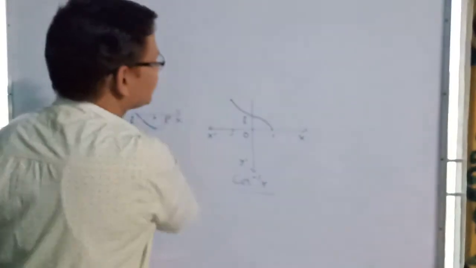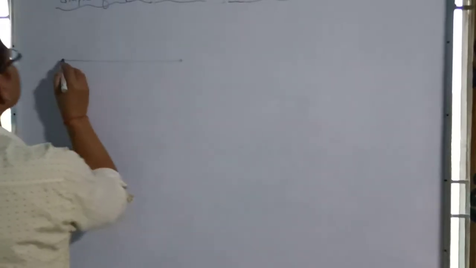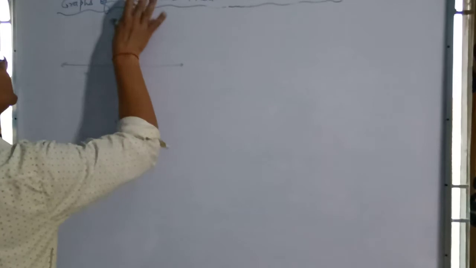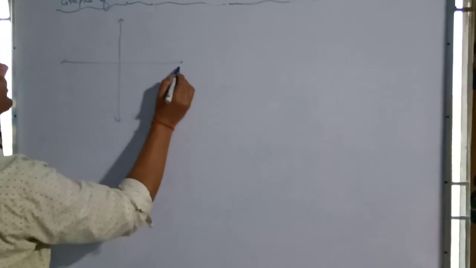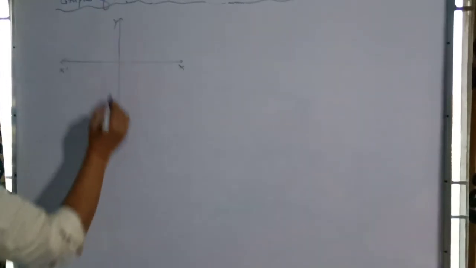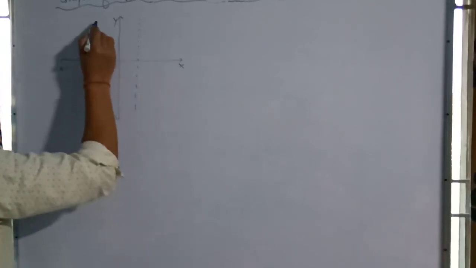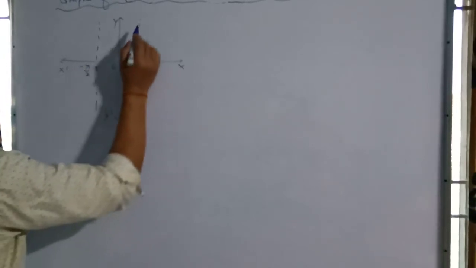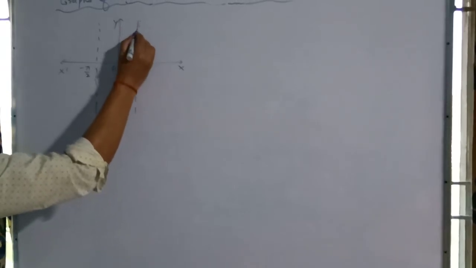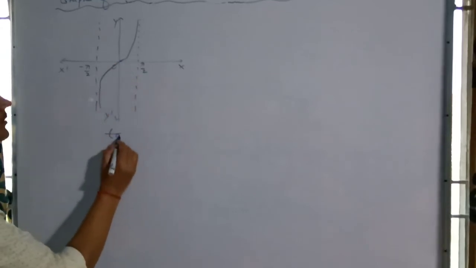Now tan. For tan, we take the compartments. Its principal value branch is -pi by 2 to pi by 2. It is the x-axis, y-axis, origin, and on the left pi by 2 and -pi by 2. The nature of the graph is from the right top it decreases to 0, and it is the graph of tan x.